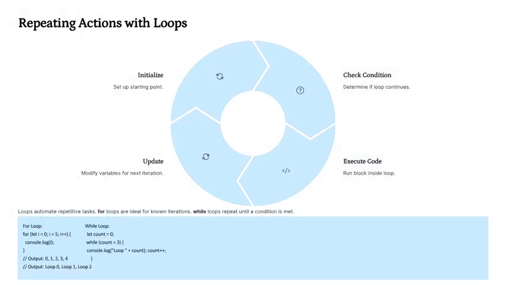The key steps in a loop are initialize, check condition, execute code, and update. Initializing sets up the starting point for the loop. Checking the condition determines if the loop should continue. Executing the code block runs the commands inside the loop. Updating modifies variables so the loop progresses to the next iteration. For loops are ideal when you know the number of iterations ahead of time, while while loops repeat until a certain condition is met. Here's some example code to illustrate how for and while loops work.